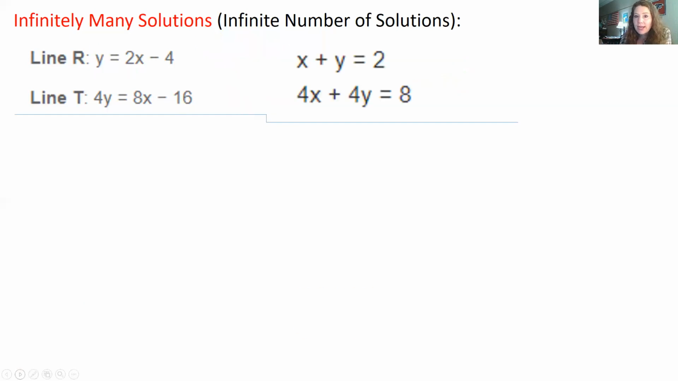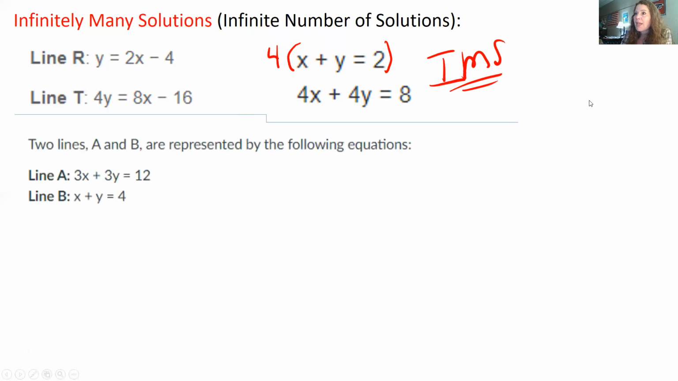But you got to look for it though, right? They have to kind of be in the same form, or you have to turn them so that they look the same. Like here's my x plus y. So could I multiply the coefficients by the same digit? Yeah, once again, it's 4. It's just a coincidence. It's not always 4, but in this situation it is. 4 times x is 4x, 4 times y is 4y, and 4 times 2 is 8. So once again, we have infinitely many solutions.